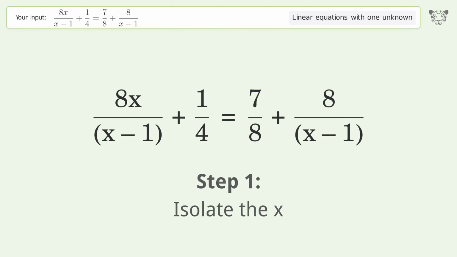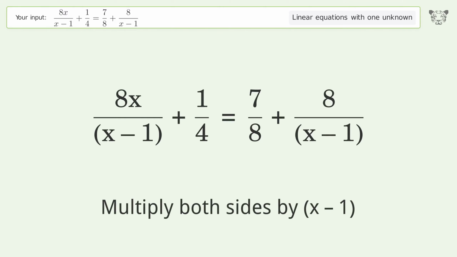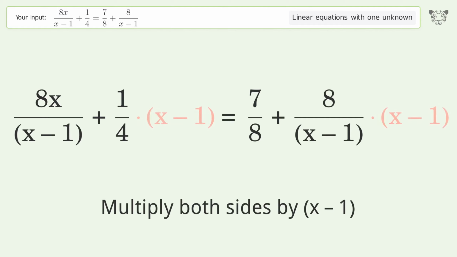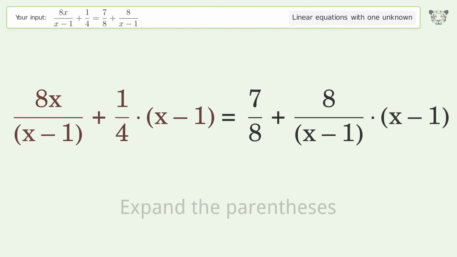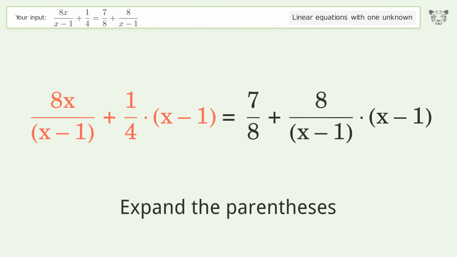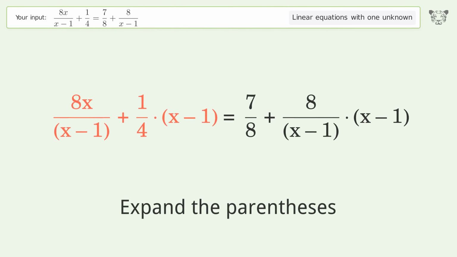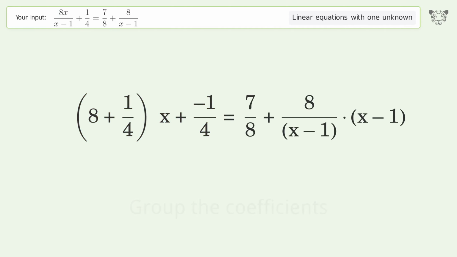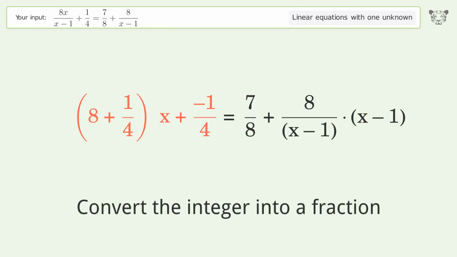Isolate the x. Multiply both sides by x negative 1. Expand the parentheses. Break up the fraction. Group the coefficients. Convert the integer into a fraction. Combine the fractions. Combine the numerators.